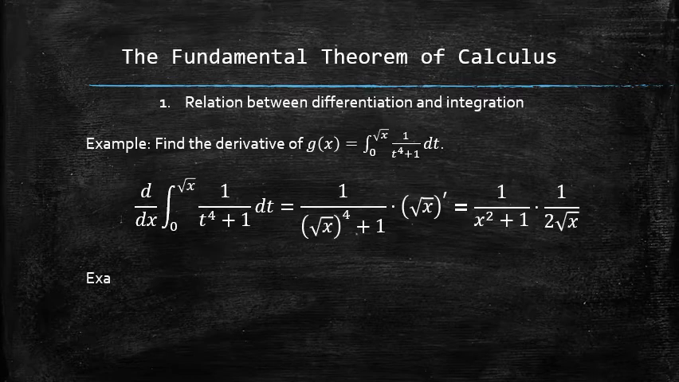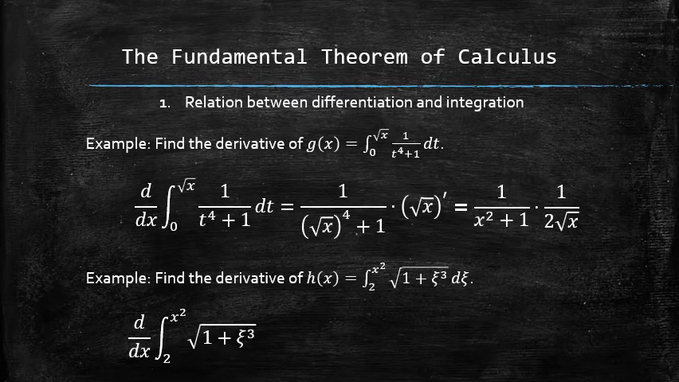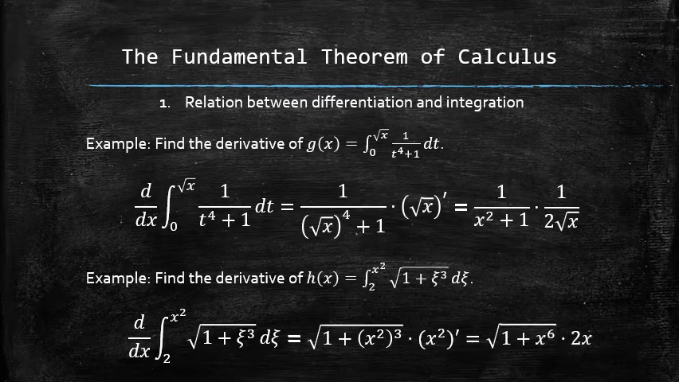Similarly, let's find the derivative of h of x by applying the fundamental theorem of calculus and the chain rule together. We plug in x squared into the integrand and multiply by the derivative of x squared, according to the rule.